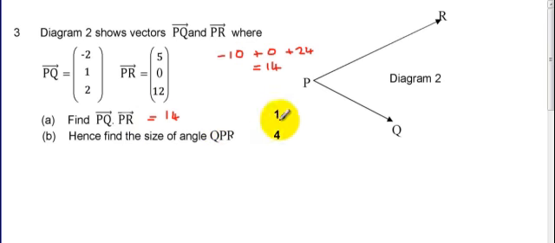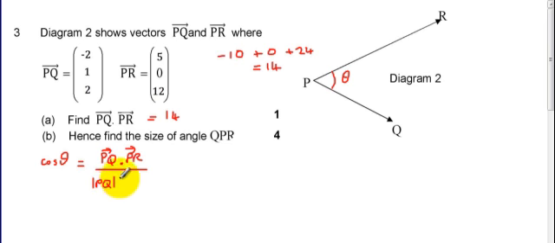To find the size of the angle QPR, we call it theta, then cos theta is equal to PQ dot PR divided by the magnitude of PQ times the magnitude of PR. We already know PQ dot PR. Still to find the length or the magnitude of PQ and the length or magnitude of PR.